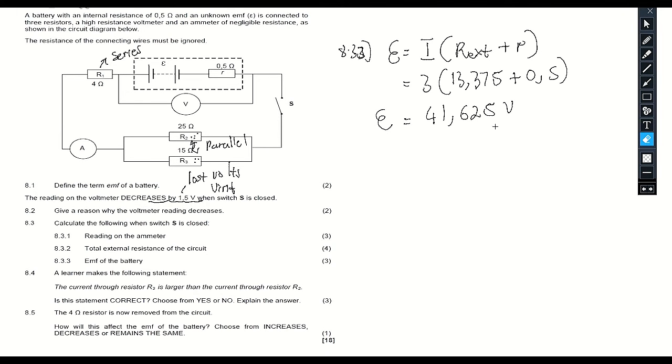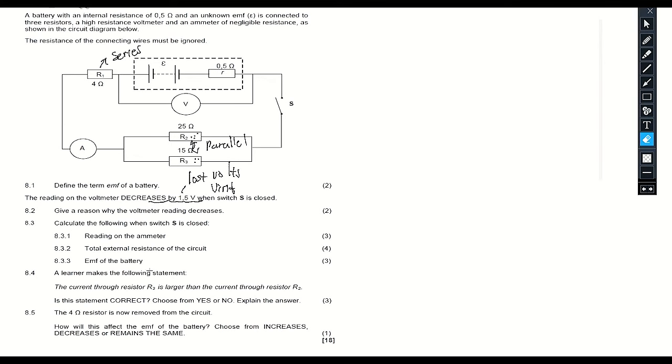Okay, so we have 8.4 now. Says the learner makes the following statement: the current through resistor R3 is larger than the current through resistor R2. So it's saying the current that passes through R3 here with 15 ohms is larger than the current that passes through R2 with 25 ohms. Is this statement correct? Choose from yes or no. Explain the answer for 3 marks. Now choosing yes or no, that's a mark, and then having to explain will be 2 marks.